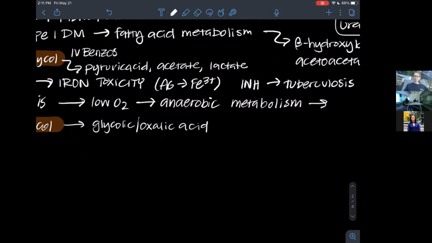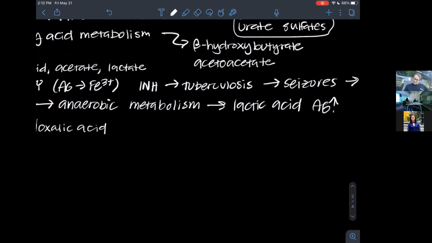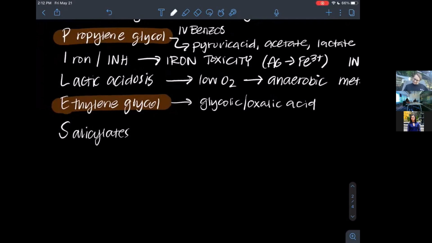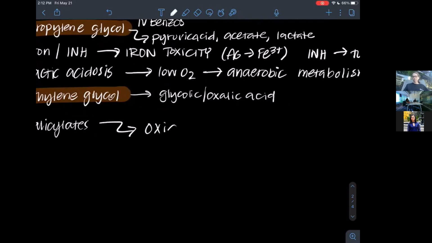A byproduct of that is a lot of lactic acid. Lactic acid will go into your anion gap. And last one, salicylates, it will go through oxidative phosphorylation. So this isn't an acute thing, this happens after the respiratory alkalosis, yeah. Phosphorylation.